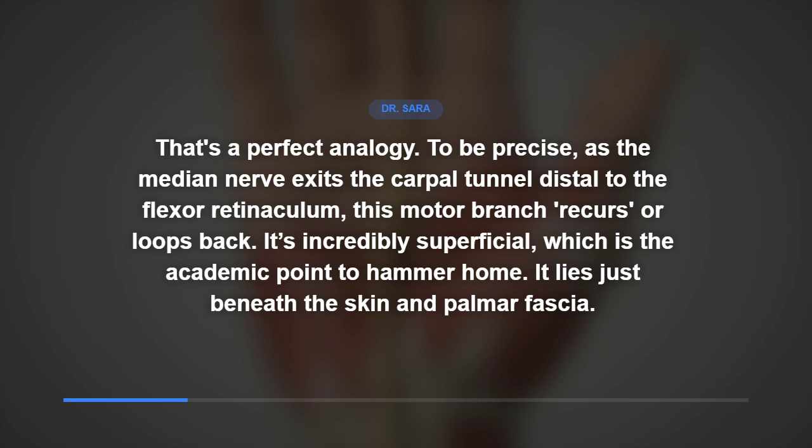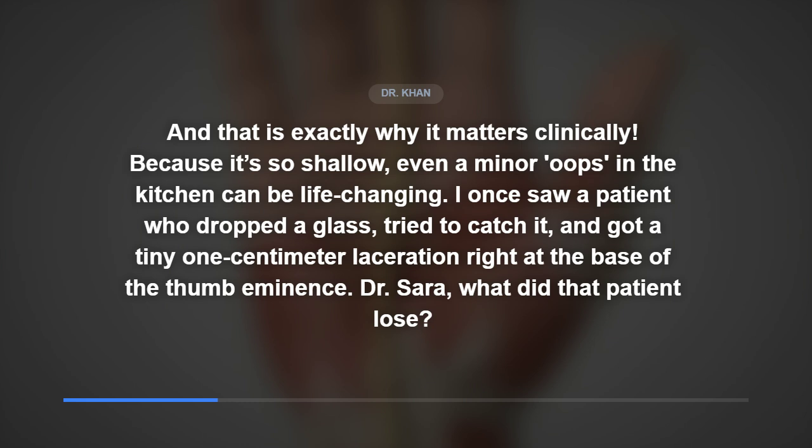That's a perfect analogy. To be precise, as the median nerve exits the carpal tunnel, distal to the flexor retinaculum, this motor branch recurs or loops back. It's incredibly superficial, which is the academic point to hammer home. It lies just beneath the skin and palmar fascia. And that is exactly why it matters clinically.